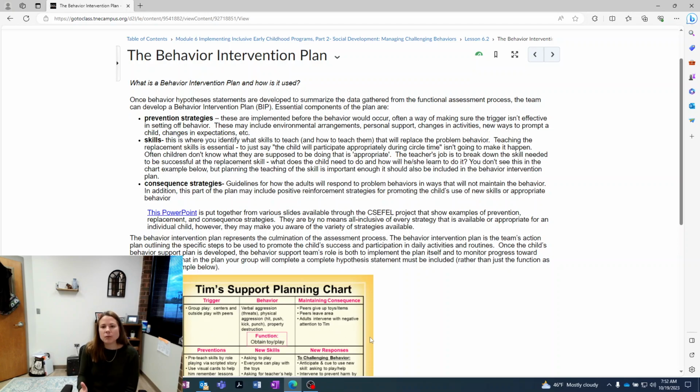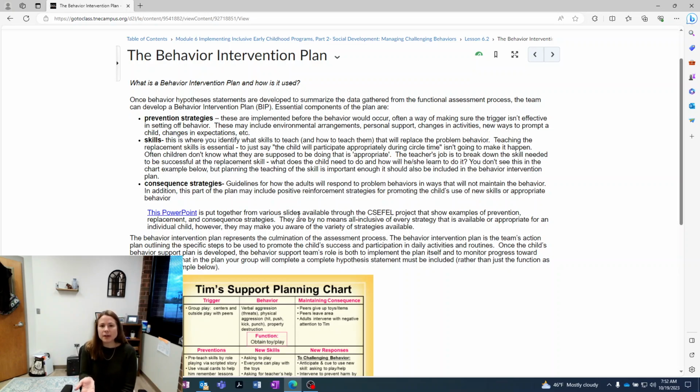Do they understand what you want? How are you going to teach it to them? How are you going to model this for them? And then the consequences, you're specifically looking at how will adults respond to these behaviors. So you have to have a plan. And remember, your consequence needs to match the function of the behavior.